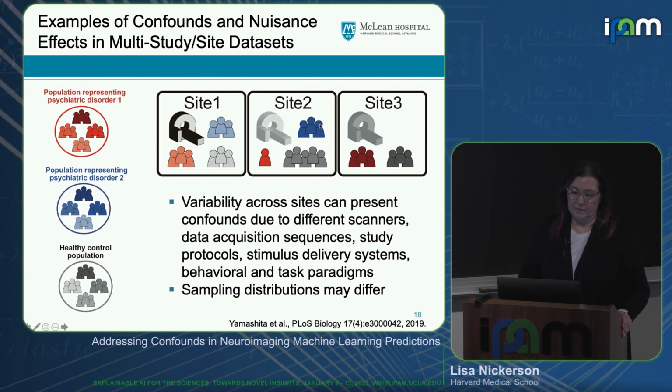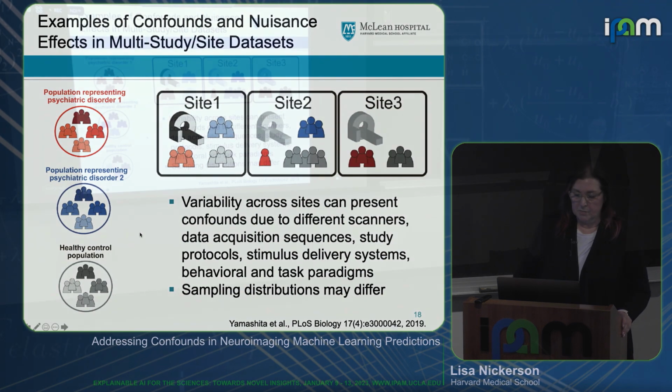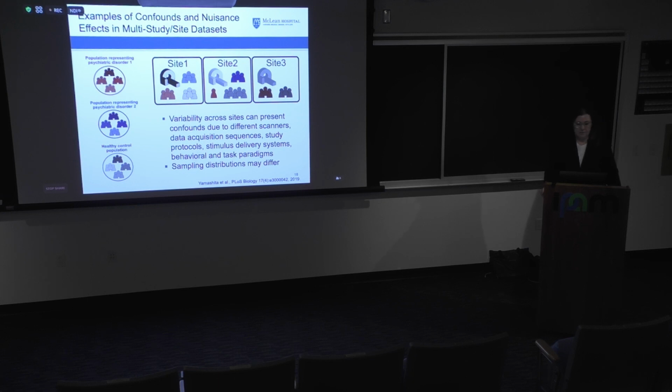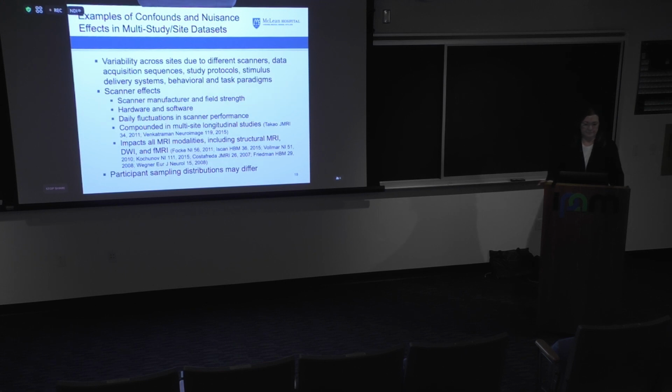You may also have differences in the populations that are imaged at a site in terms of the prevalence within the group of the different disorders that you might be interested in, or the numbers of healthy controls and so on. Variability across sites or batch effects can present confounds due to different scanners, data acquisition sequences, study protocols, stimulus delivery systems, behavioral and task paradigms, just a whole slew of things.